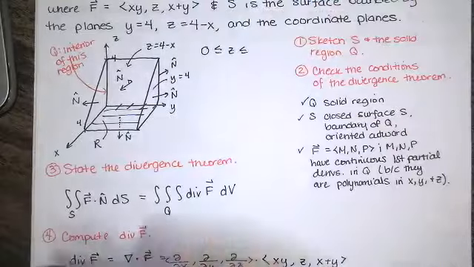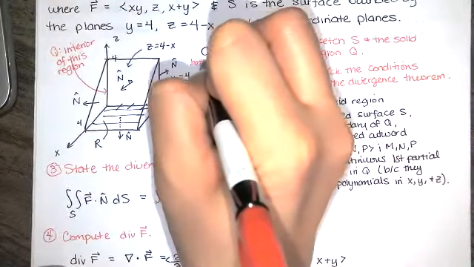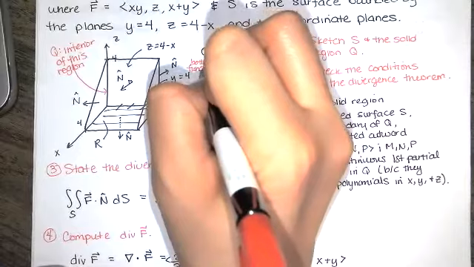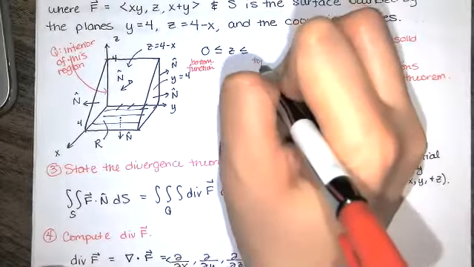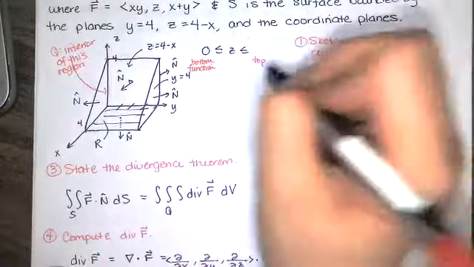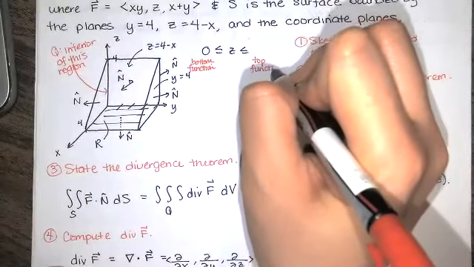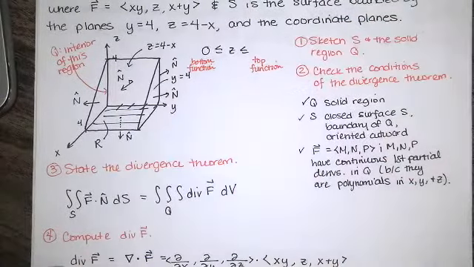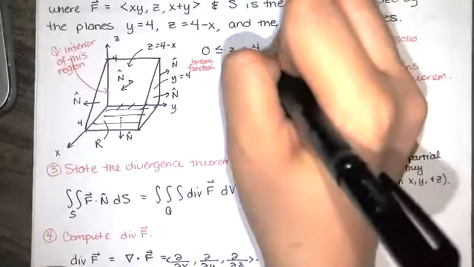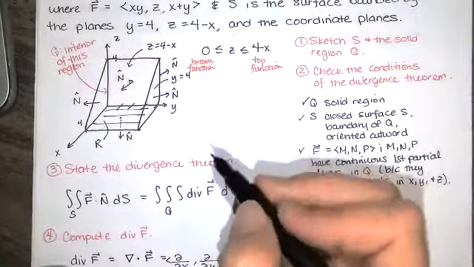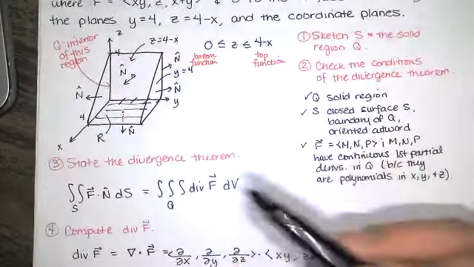And that's given by z equals 0. So that's just the bottom function. And we want z to go from the bottom function to the top function. And the top function in this case is just 4 minus x. And then we say, okay, those are going to be our bounds for z.